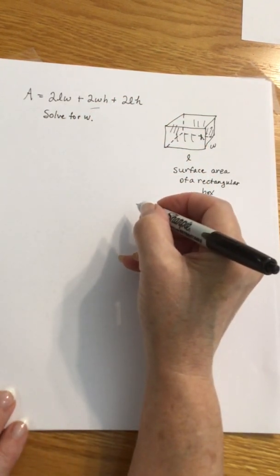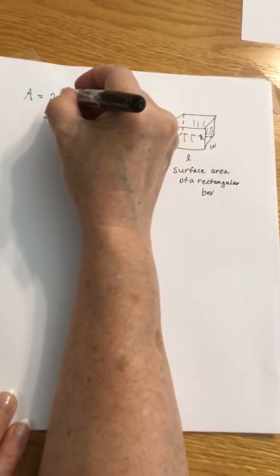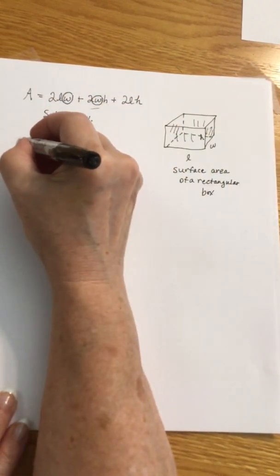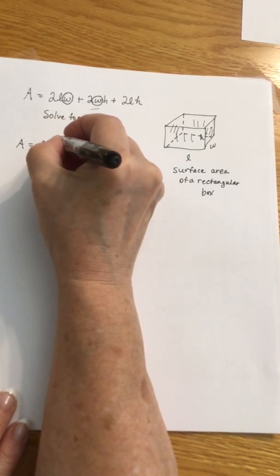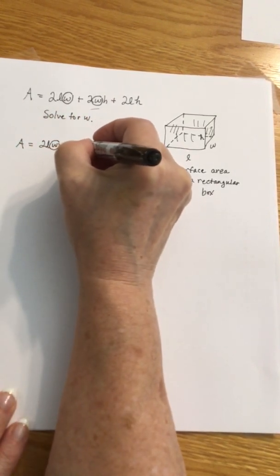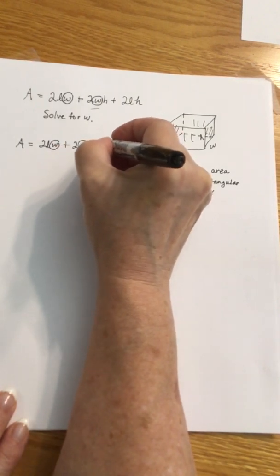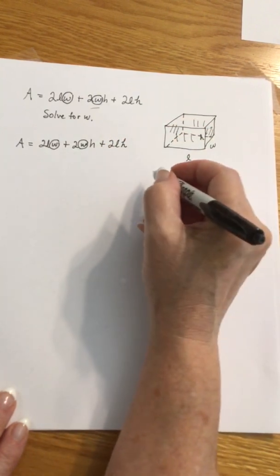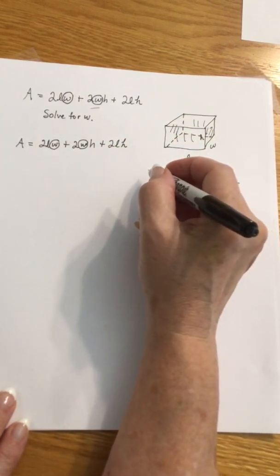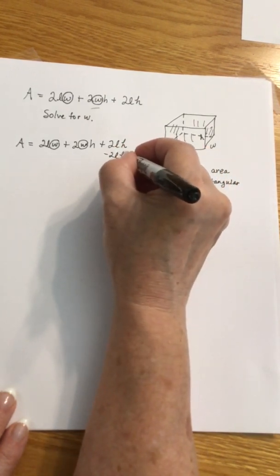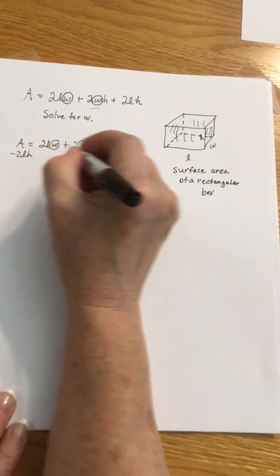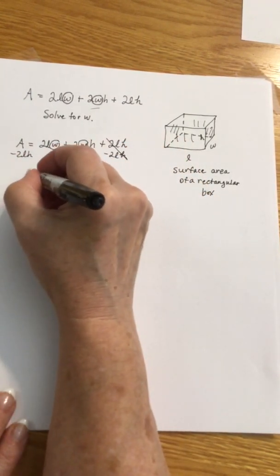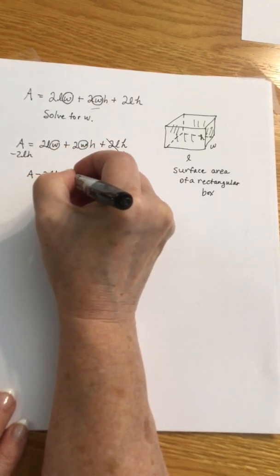So we're looking for all the ones that have W's in them, so we're going to circle the W's. So I'm going to start out with A equals 2LW plus 2WH plus 2LH. So I'm trying to get all the W's on one side and all the non-W things on the other side. So I'm going to subtract 2LH from both sides. So that cancels out to be 0. Subtracting a positive, I get A minus 2LH equals.